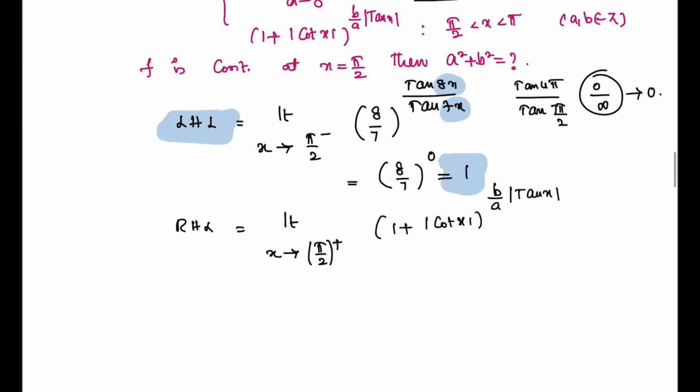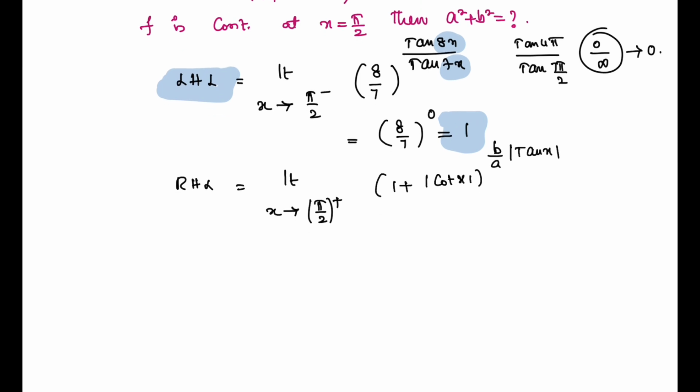Now every time we perform the substitution method first. So we substitute x tends to pi by 2. Here we have x and here we have x. If you substitute pi by 2 there, what are you going to get? Cot pi by 2 is 0, so 1 plus 0 is going to be 1. And tan pi by 2 is infinity. So it is going to be the 1 to the power of infinity form.